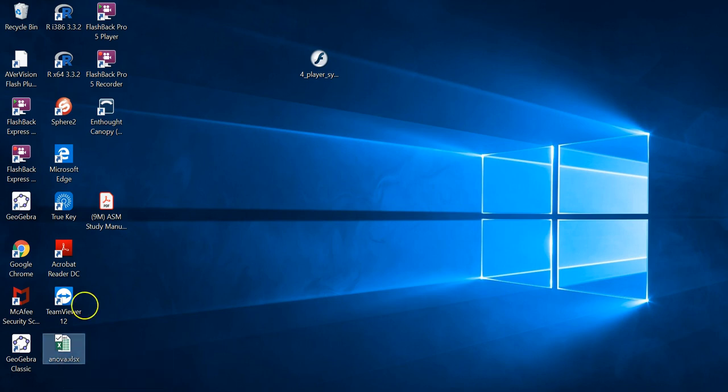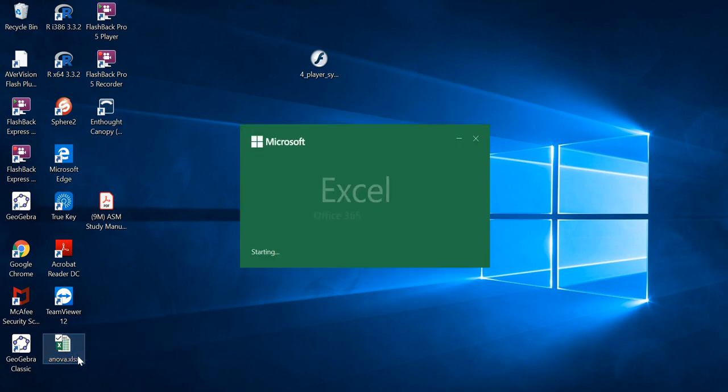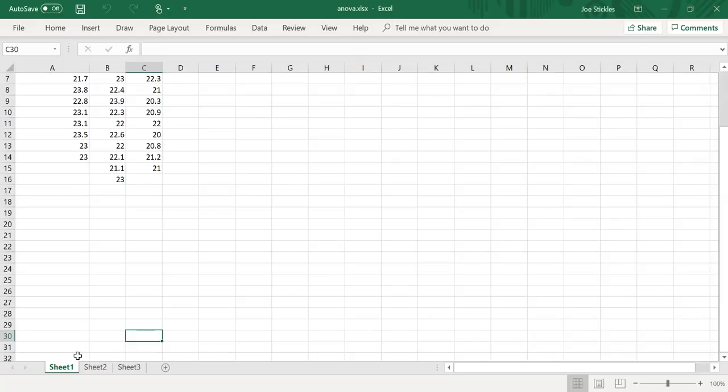I'll show you how to get to it here, if I can get it to load. All right. This is problem 7.5-5 on page 387.